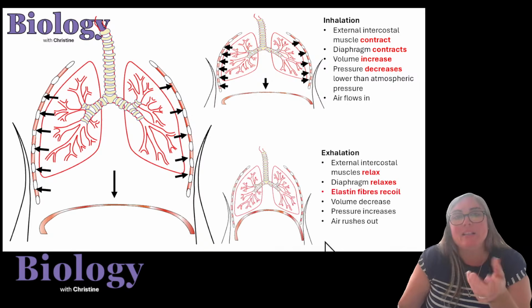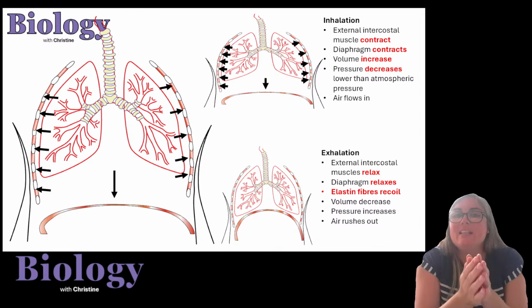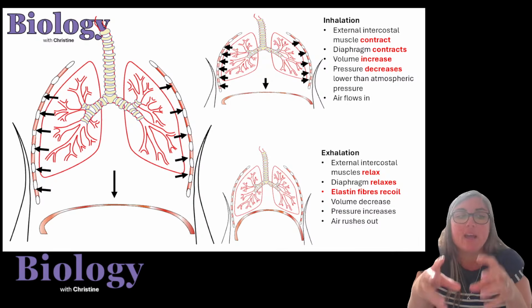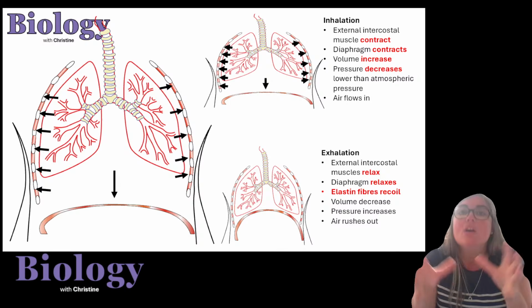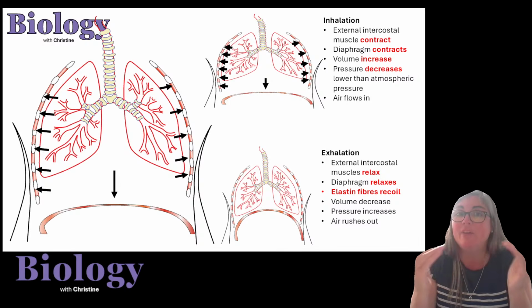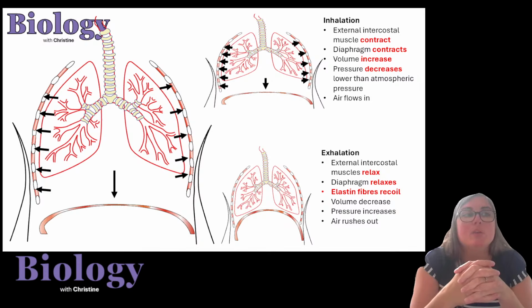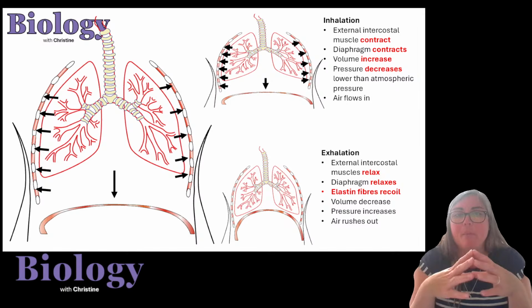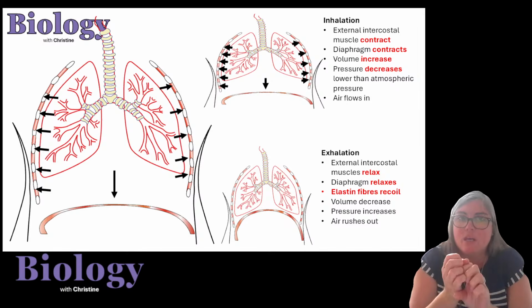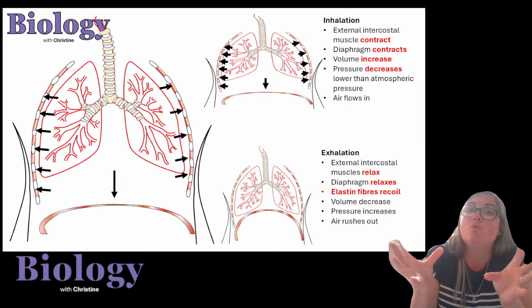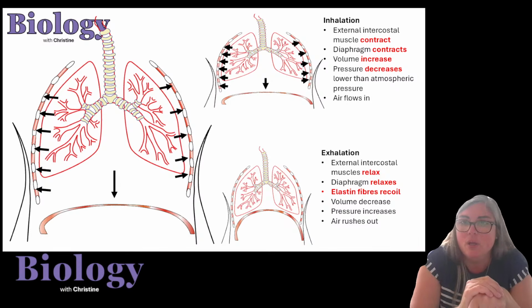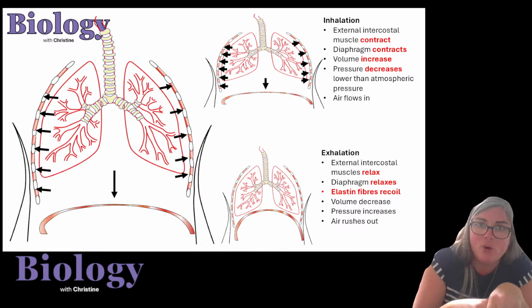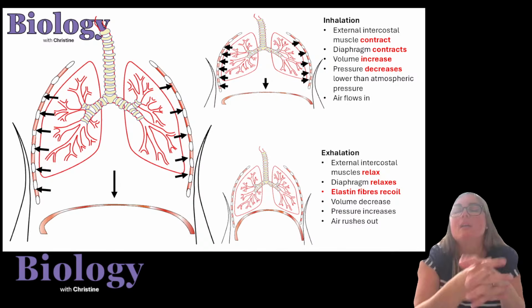If we are exhaling, if we are breathing out, that is where our external intercostal muscles are going to relax. As our external intercostal muscles are relaxing, that also will have our diaphragm relaxing, and that will result in the elastin fibers, now remember their ability to stretch and recoil, recoiling back to their original position. As they do that, it's going to decrease the volume, increase the pressure, and force the air out.